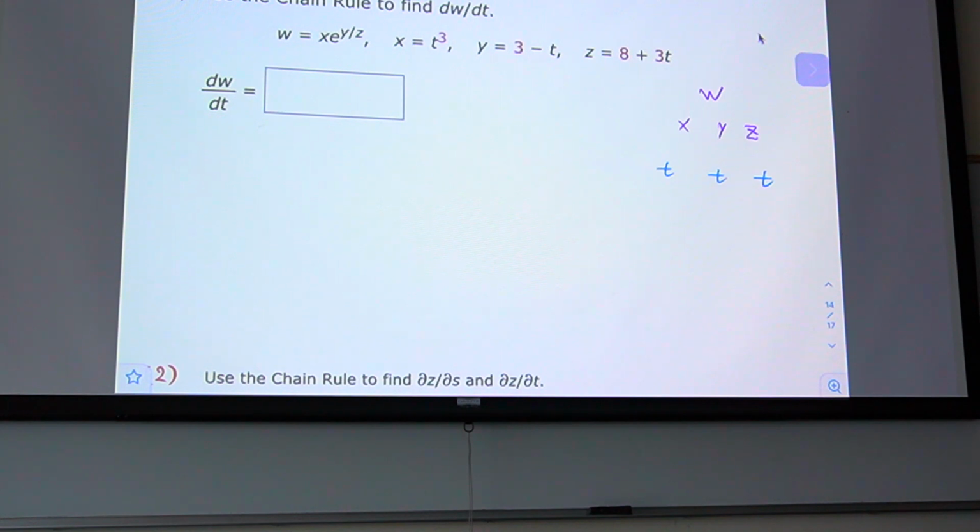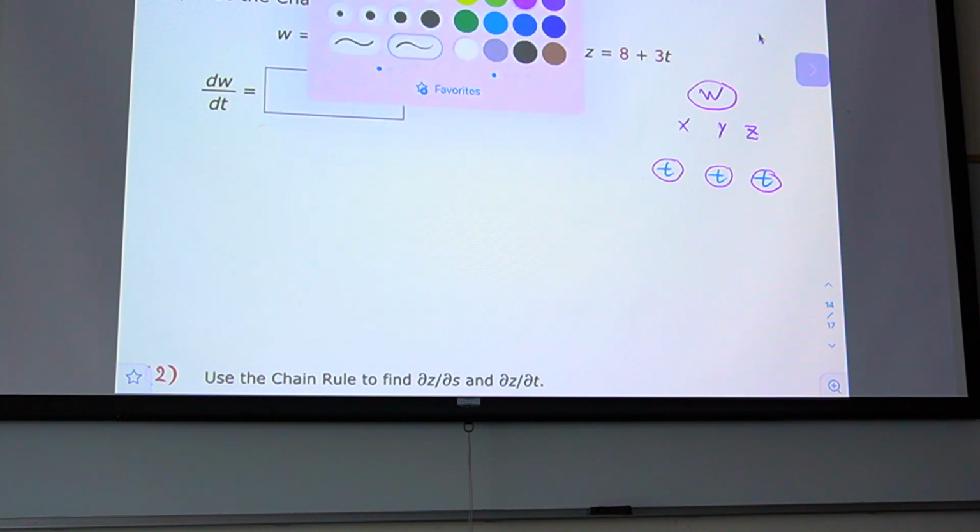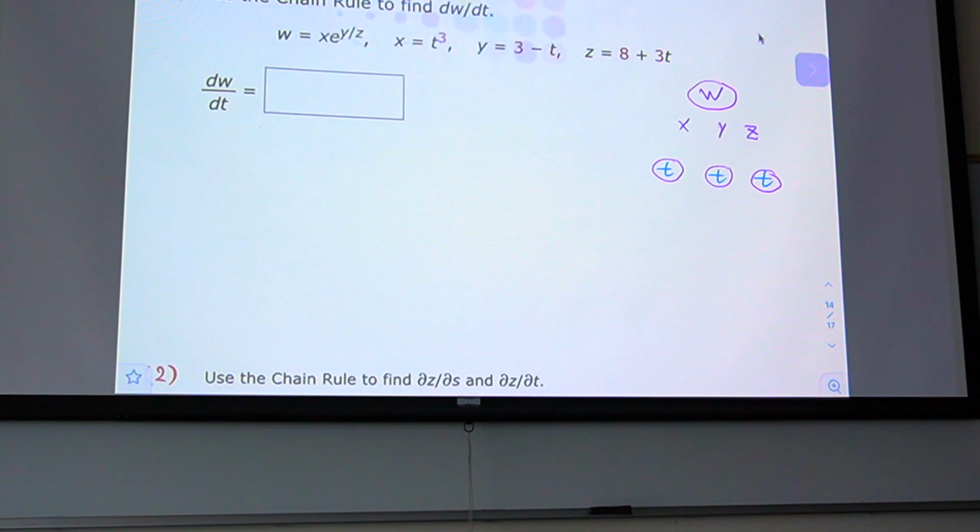Now what are we trying to find? We're trying to find the derivative of w with respect to t, right? Then what will be the form of it, looking at this tree diagram? It will be partial w partial x, and then times what? dx/dt. Good job. And then plus?